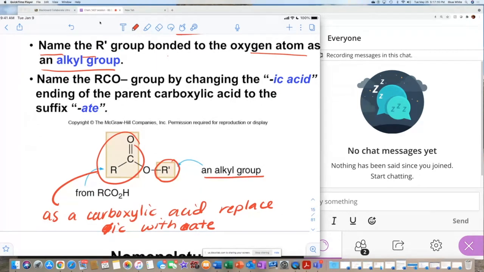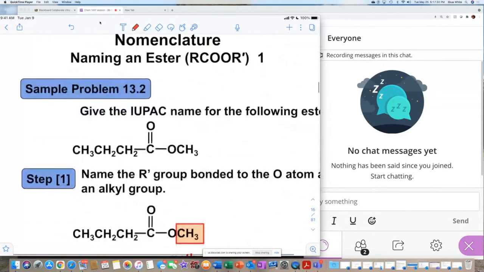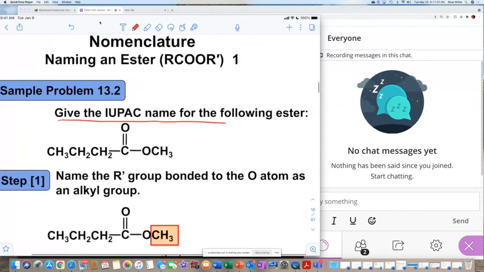Okay? So we're going to work through this step by step. You're going to have 2 parts of the name. The side group here is your alkyl group. So hopefully they'll keep it simple. I have to keep an eye out for this one to make sure I'm keeping it simple. So for example, give the IUPAC name for the following ester. Remember, name this as an alkyl group, then name the rest of this in a way that it ends with ate.